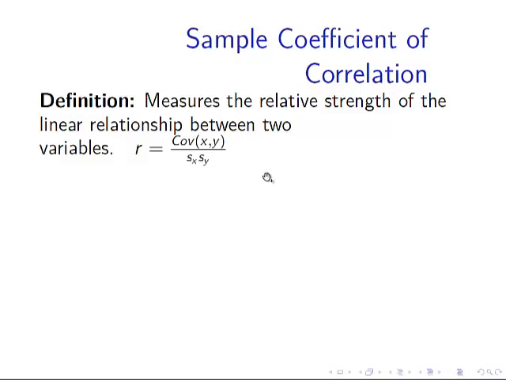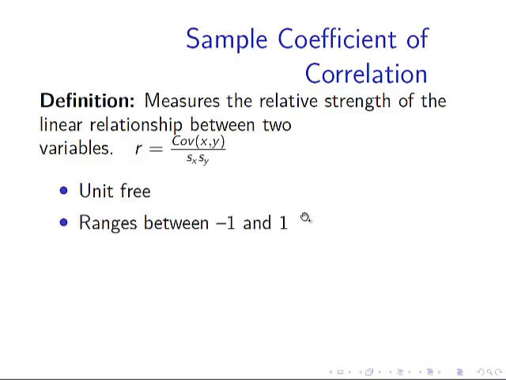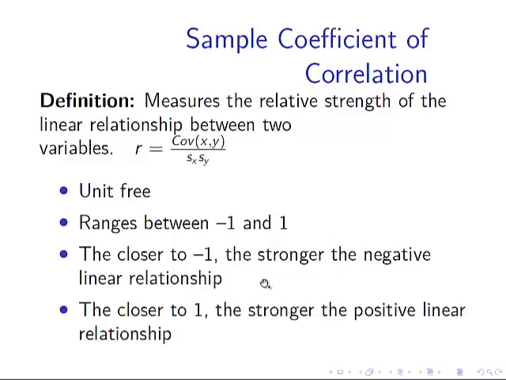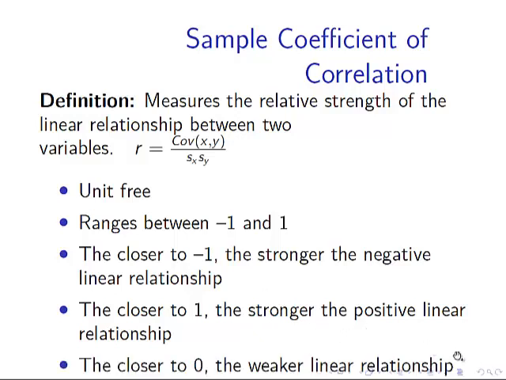Now let's consider the properties of the coefficient of correlation. The first thing is that it's unit free. It ranges between -1 and 1. The closer to -1, the stronger the negative linear relationship; the closer to 1, the stronger the positive linear relationship; and if it's equal to 0, we say that it's a weak linear relationship. The range is between -1 and 1 because of its formula.